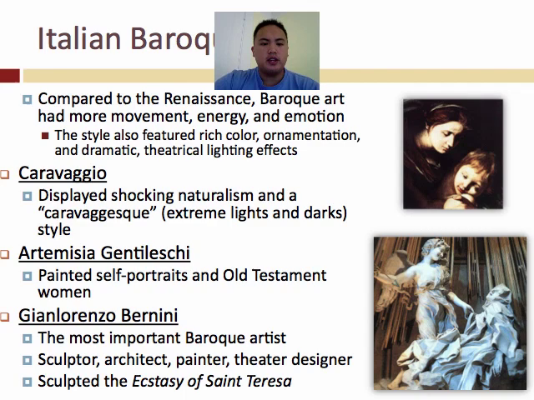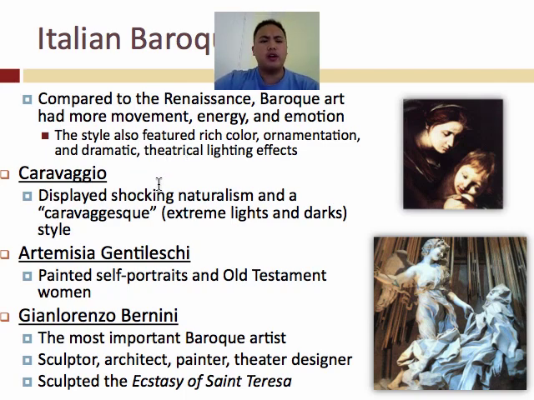Italian Baroque art. So we're talking about an era marked by the consolidation of power and reigning sovereigns. So whoever the conqueror or the king or the reigning leader was, that's what most of the art was influenced by. Compared to the Renaissance, we're talking about more movement, energy, emotion, a little bit different. We got rich color, ornamentation, dramatic theatrical lighting effects.